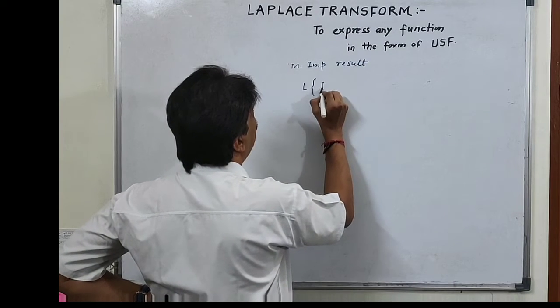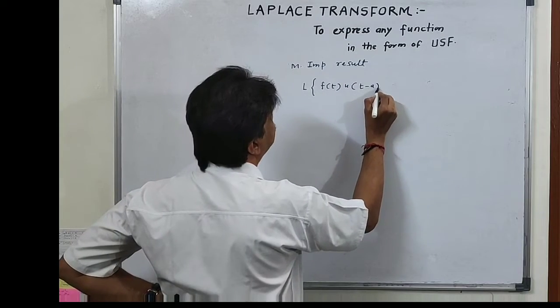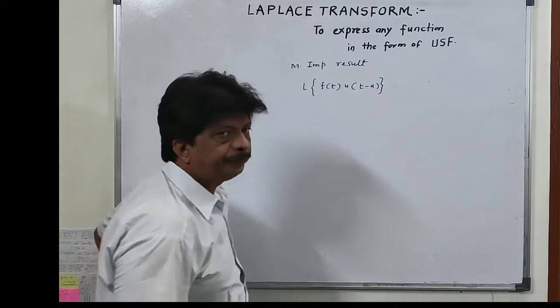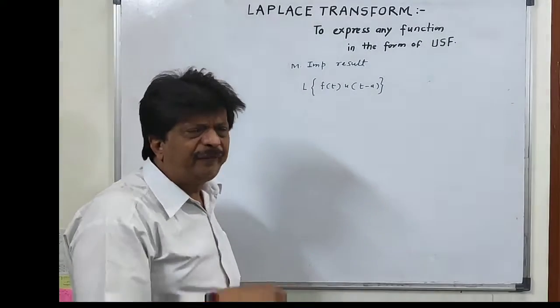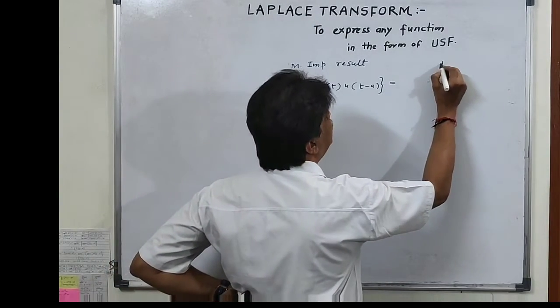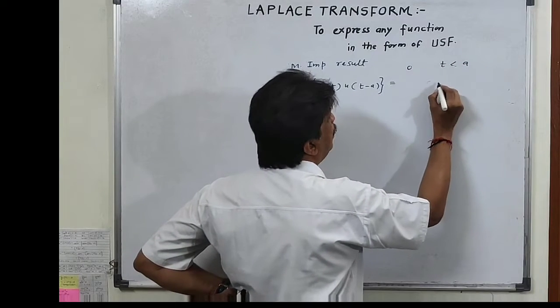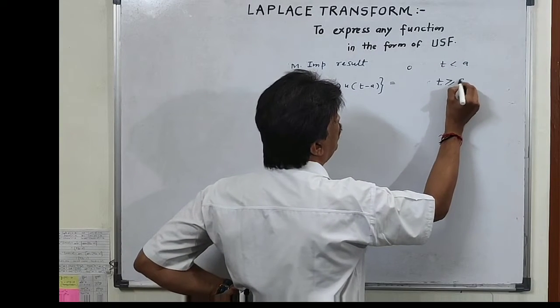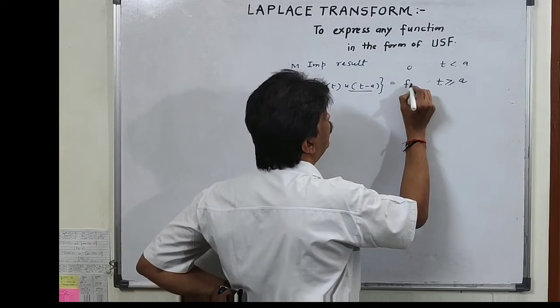Laplace transform of f of t into u of t minus a. We know how it is defined. We have already defined it: when t is less than a, u of t minus a is 0. When t is greater than or equal to a, u of t minus a is 1, and 1 into f of t is f of t.